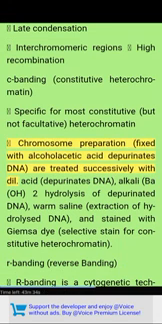Chromosome preparations fixed with alcohol-acetic acid are treated successfully with the following: acid denatures DNA, alkali hydrolysis of denatured DNA, warm saline extraction of hydrolyzed DNA, and stained with Giemsa, a selective stain for constitutive heterochromatin. R banding, reverse banding.